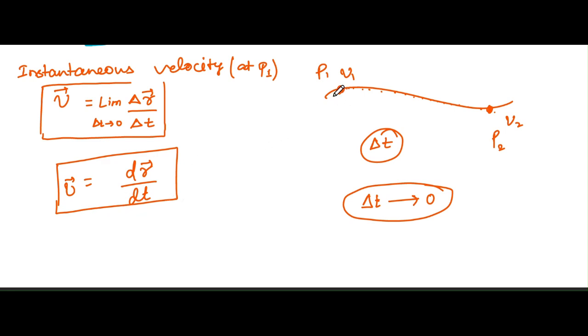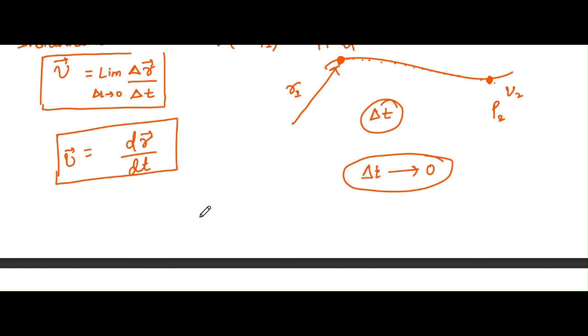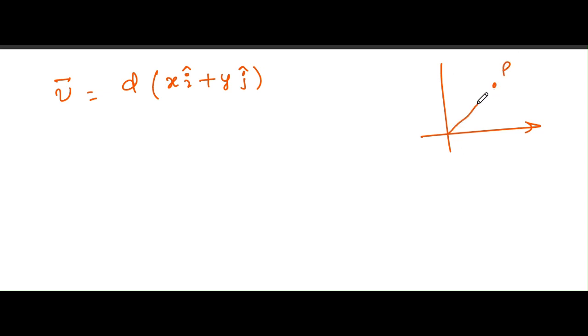So what is happening here? If position vector for point P1 is r1, then velocity at point P1 will be dr1 by dt. So we will continue using this general notation dr by dt, and let's write this position vector into components, and then we will have v equals to dr by dt. Instead of r, we can write x i cap plus y j cap for position vector. Let's say this is point P and position vector for this point P is r.